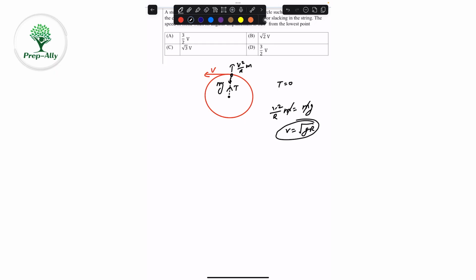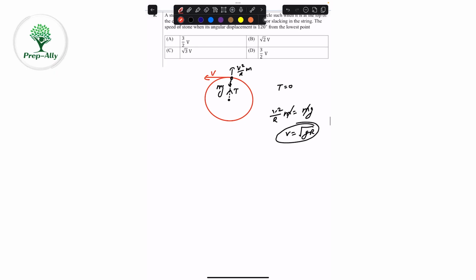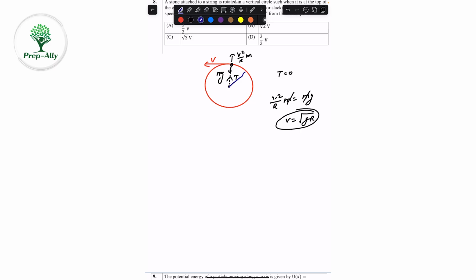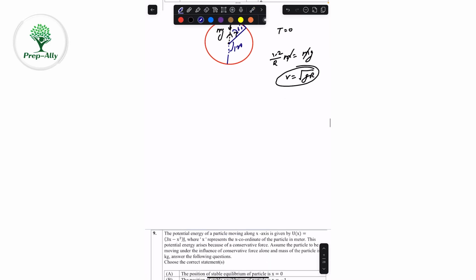Now it is saying what will be its velocity when it is at this point. So here we have to find velocity. I'll say it is u, given that this angle is 120 degree, that means this angle is 60 degree. Now you see the particle has gone from this point to this point. How much has it gone up? You see, this distance will be r cos 60, this will be r minus r cos 60. So the height it has increased, I'll say it is h, it is r times 1 minus cos of 60.